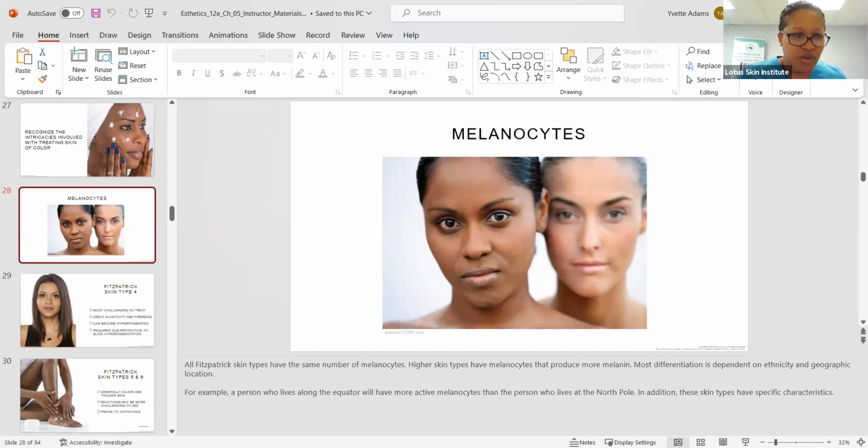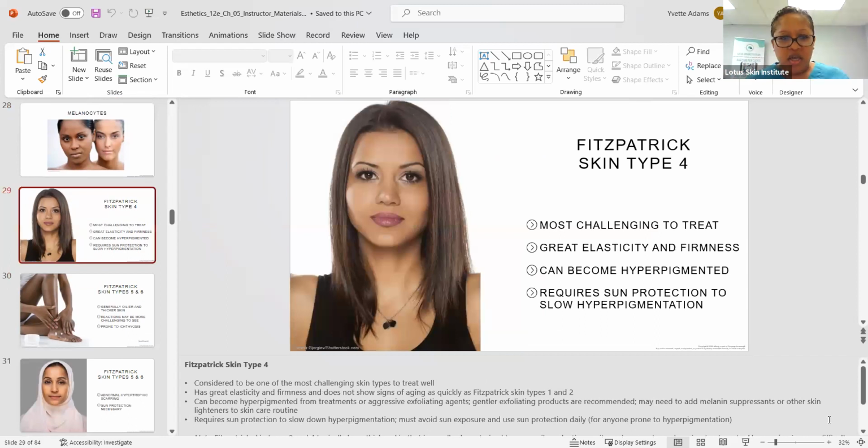All right, so Fitzpatrick type 4. Let's go to that one first. It says this is considered to be one of the most challenging skin types to treat well. It doesn't show signs of aging as quickly, and that's another thing melanin does. But we know this, right? It's the source of a lot of jokes about how Black don't crack and all that kind of stuff.